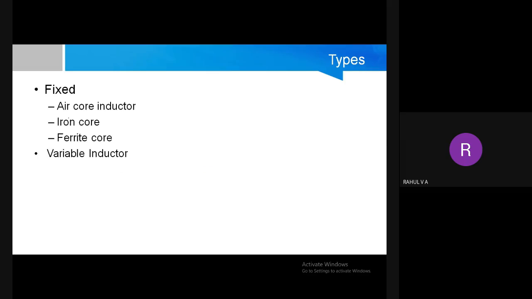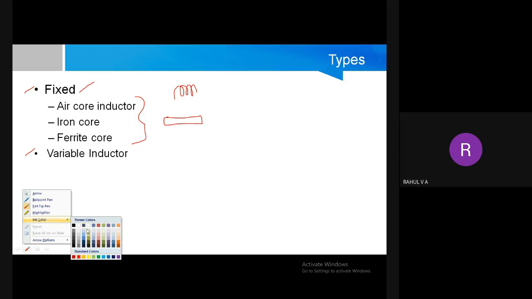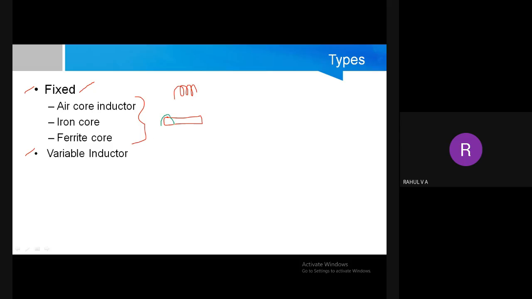Okay, so there are two classifications for inductor. First one is fixed type inductor. In that there are three classifications. Air core inductor, that means it is simply wound like this. And second one is iron core inductor, so the coil is wound on an iron core. Similarly, third one is ferrite core inductor. That means the coil is wound on ferrite material. Then we have variable inductor also. Okay. Is this clear so far? Any doubts?